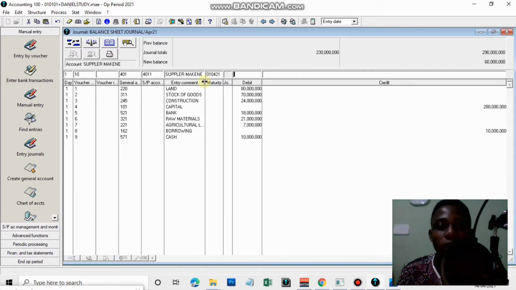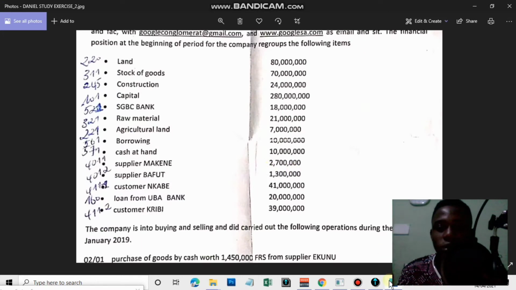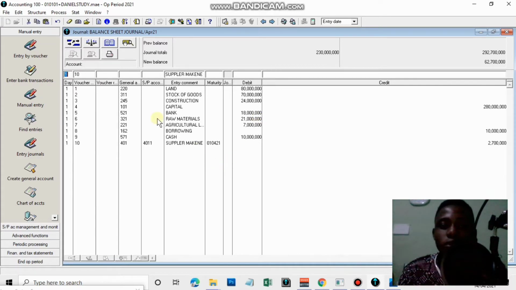Since it's a supplier, suppliers are owed by the company, so I'm going to put the amount on the credit side. That means 2,700,000. It's going to be recorded automatically with his SP account and the credit balance.